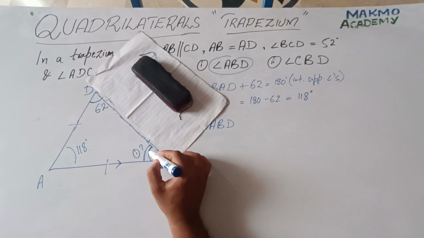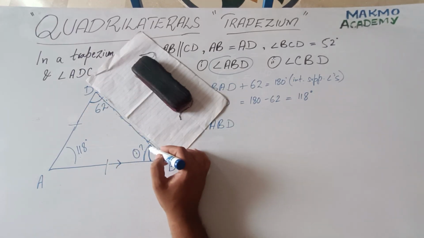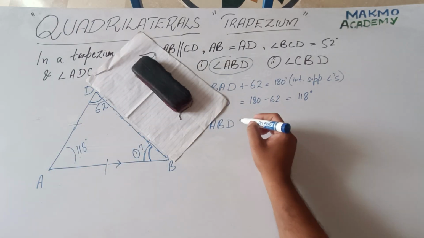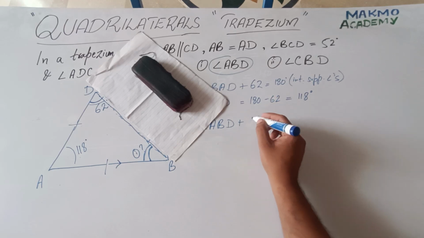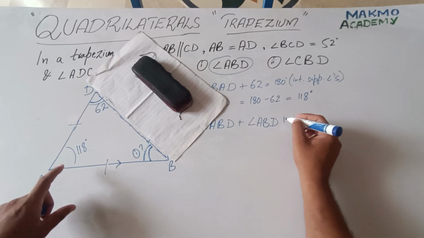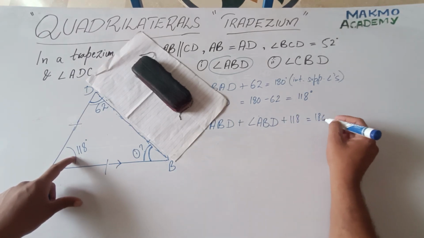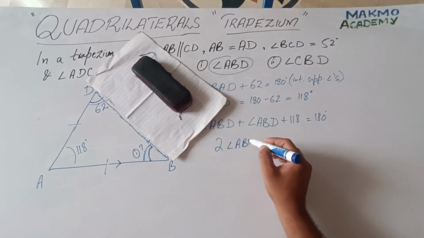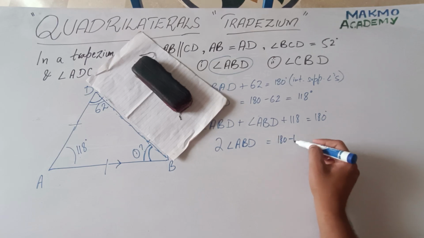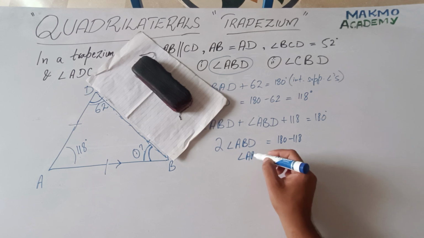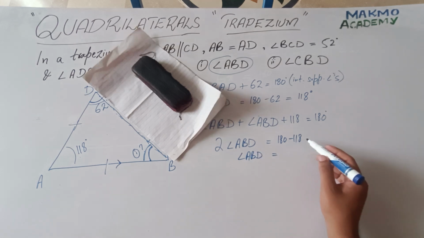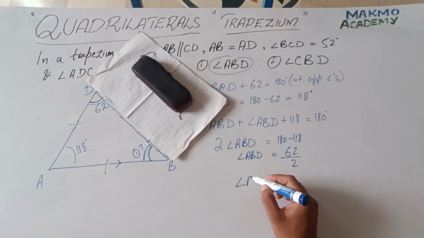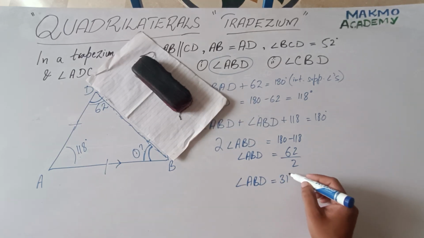So if we are calling this angle ABD, whatever the size of angle ABD would be equal to this angle ADB. So angle ABD plus angle ABD plus 118 is equal to 180 degrees. Since now we are having 2 ABD, we will write 2 angle ABD is equal to 180 minus 118. So when we subtract it, we will get 62 divided by 2. This 2 will come over here and will divide. So angle ABD is equal to 31.